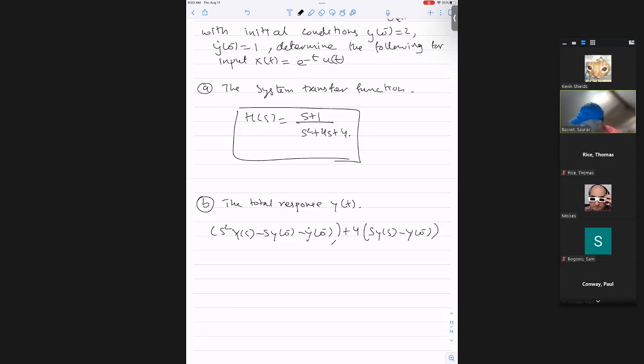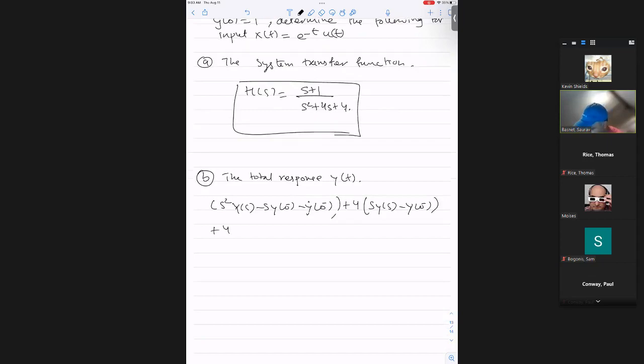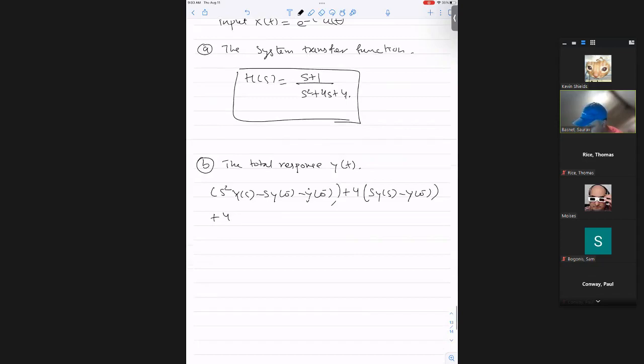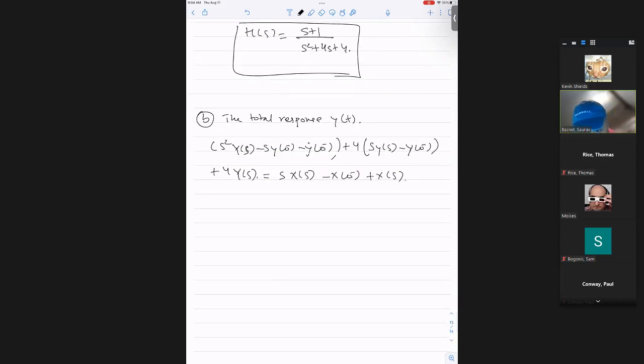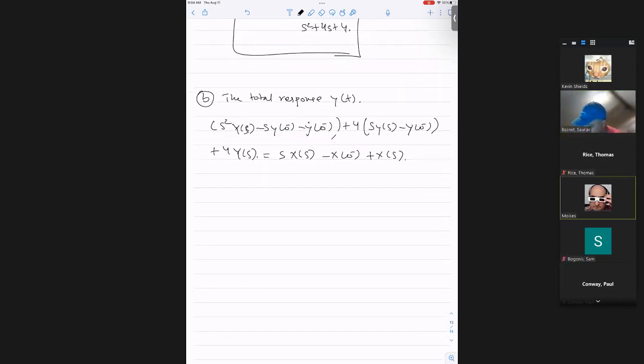Y(0-) plus 4y(s), 4y(s). dy/dt, right? It's 4y(t), so 4y(s). Are you guys following this? Yeah. Just directly from the table. Then s, x(s) minus x(0-), because it's a first derivative, plus x(s). Right? Yes, everyone? Okay, so now clean this out.